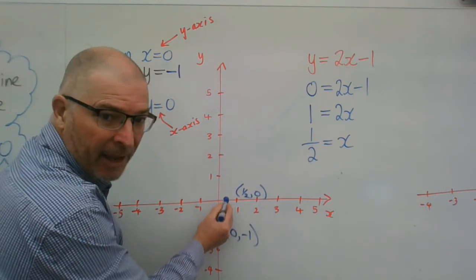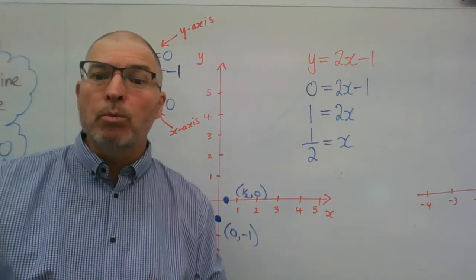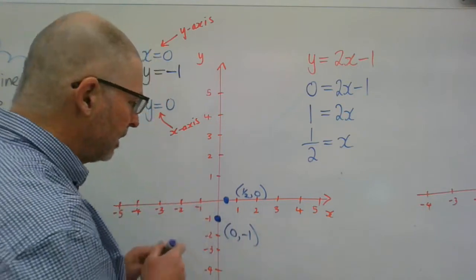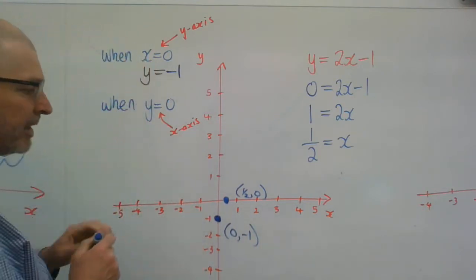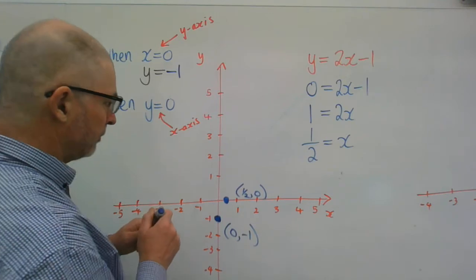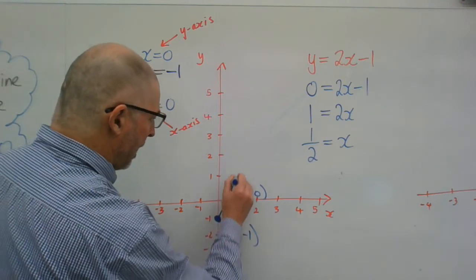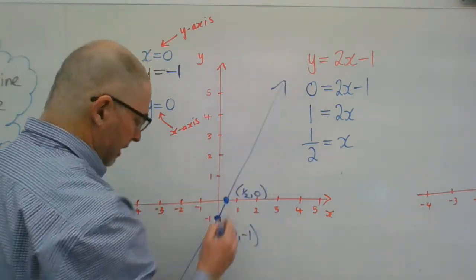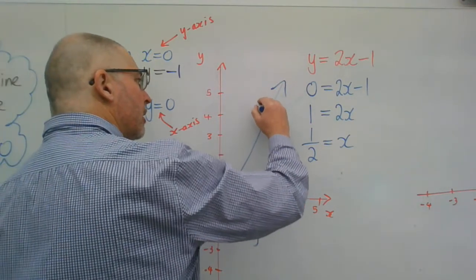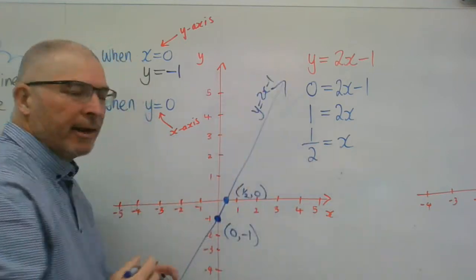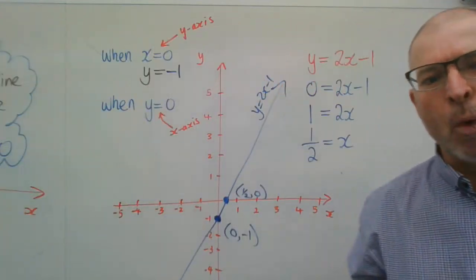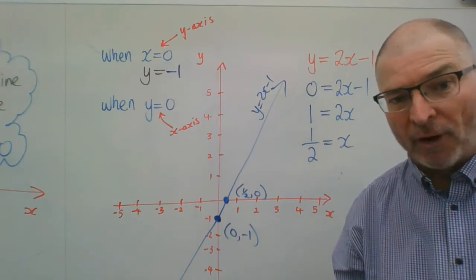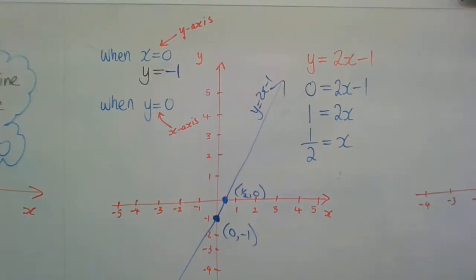That point right there. Now, once you have 2 points, you join them up, as long as you found them carefully, and you have a line. So I'm going to join these points up, and there's my line. y equals 2x minus 1, found by finding the x and y intercepts. To find the x-intercept, put y equal to 0. To find the y-intercept, put x equal to 0.